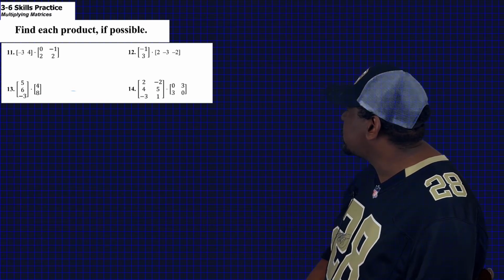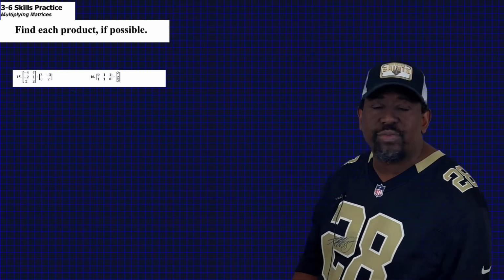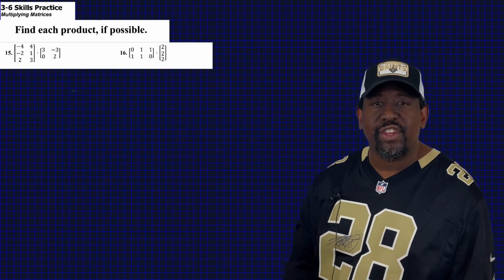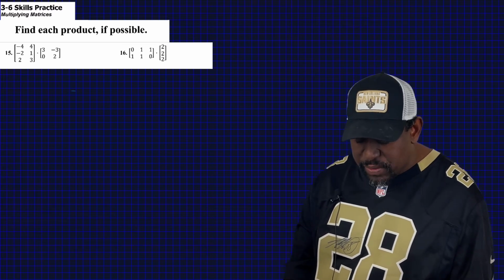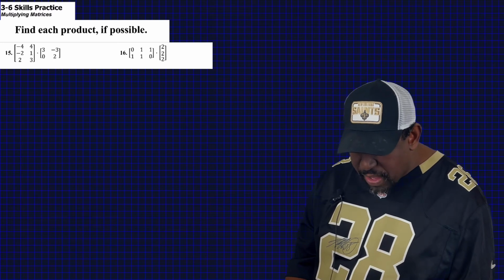So let's see if the NOLA Mathman is going to do number 14. Let's see how that works. Oh no, we're gonna do another group. So now we go to problems 15 and 16 here. Which one do you think we should do? Which one do you think is the most challenging? Usually the NOLA Mathman wants to attack the most challenging problem. So which one do you think is most challenging? It looks like number 15 is. So let's see how that works. See what the NOLA Mathman does here.